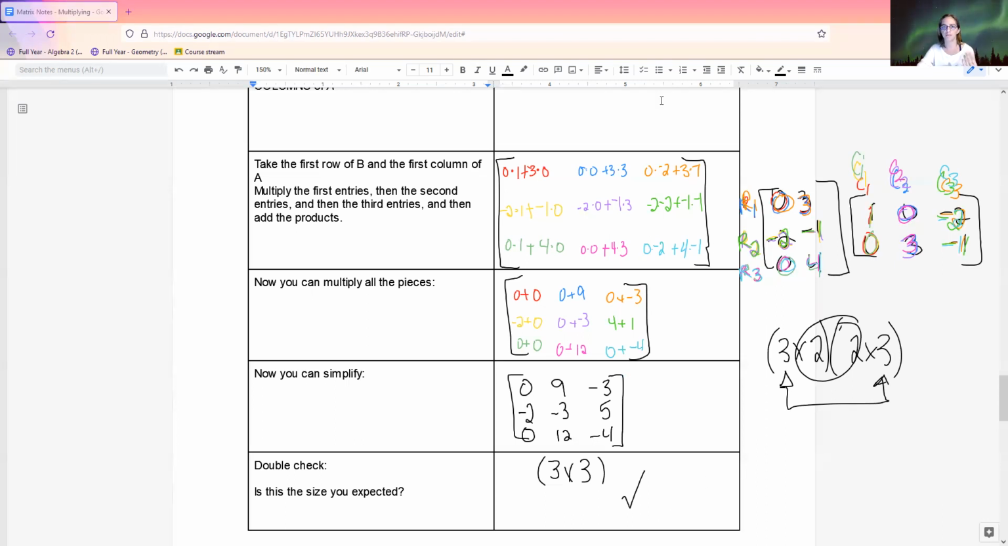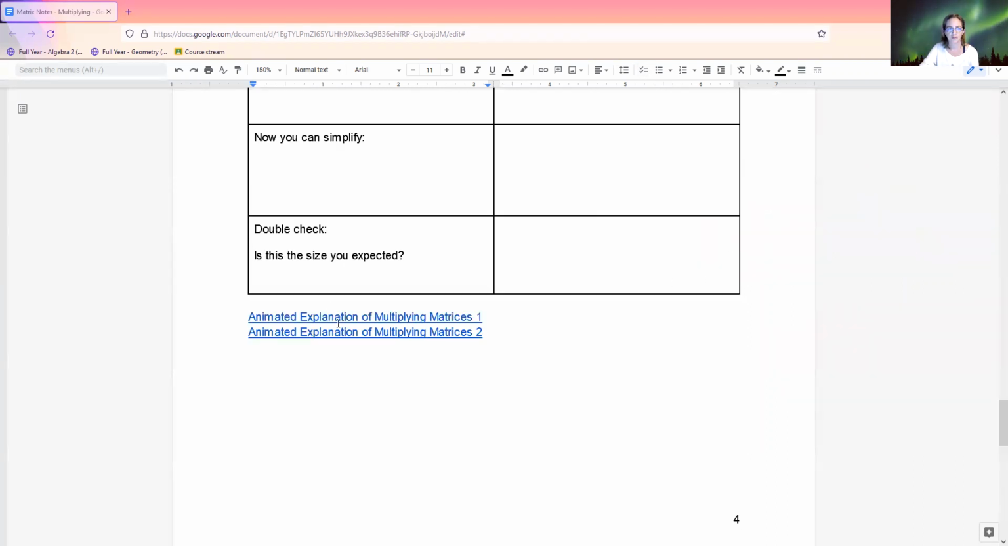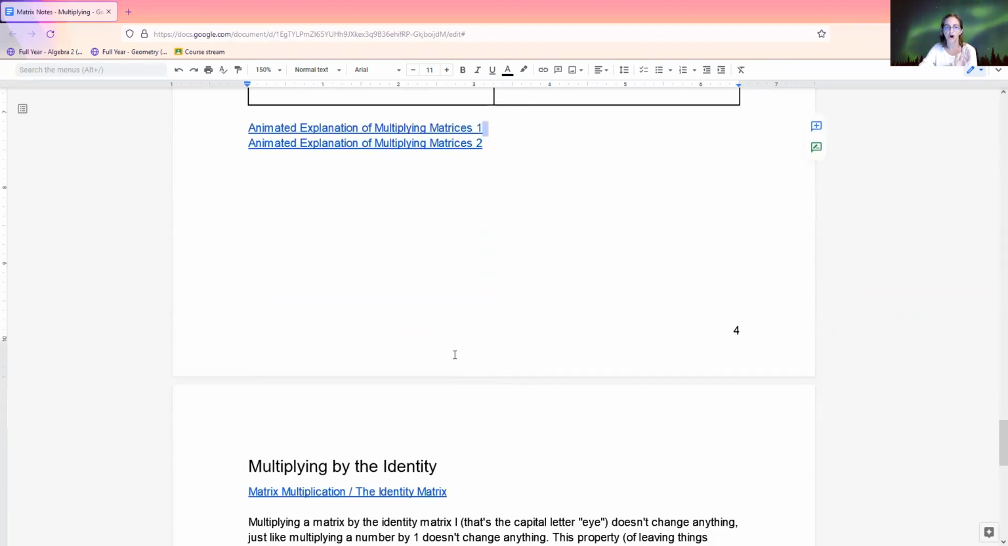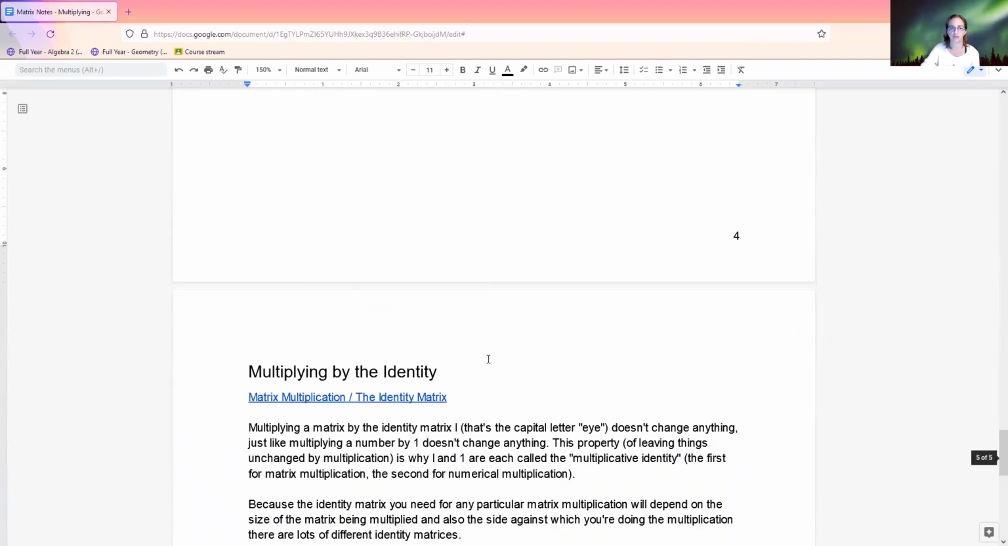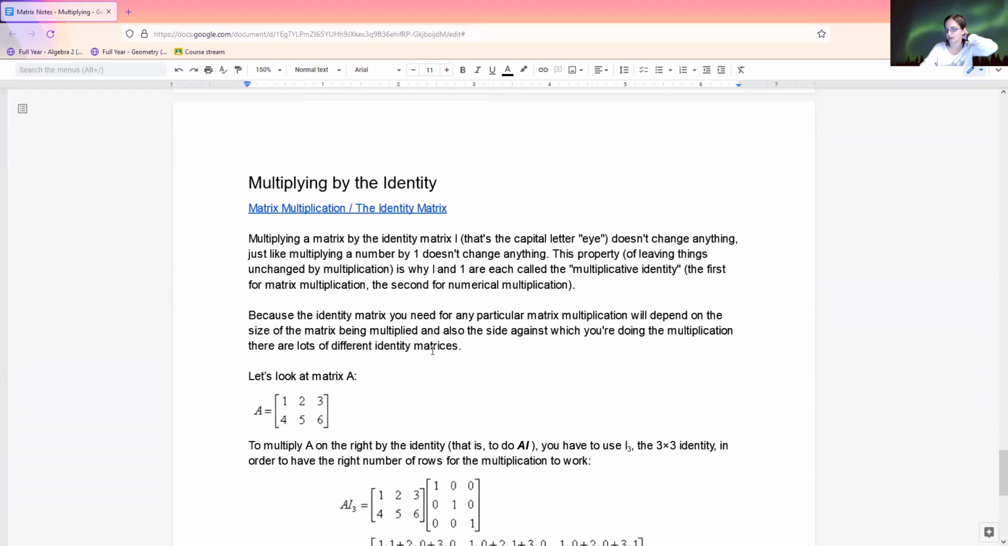Hopefully this clears up a bunch of the misunderstandings and the confusions. Feel free to screenshot this for your notes, pause, rewatch the video as much as you need to make sure that it does make sense to you. The last parts are animated explanations of these matrices, the exact ones we did. These are through Khan Academy, I believe, or another one. I'm not sure. Just kidding, it's through Purple Math. Okay, so multiplying matrices gives you 2 different examples. Hopefully that helps you. The last thing you're going to need to go over is multiplying by the identity matrix.